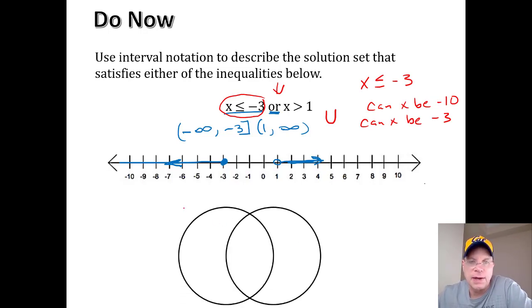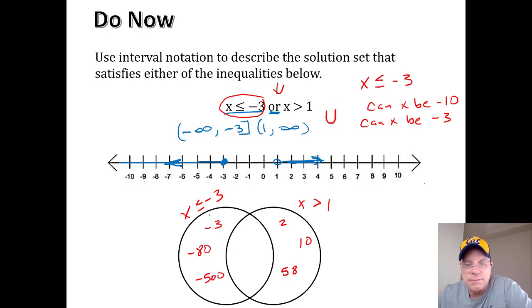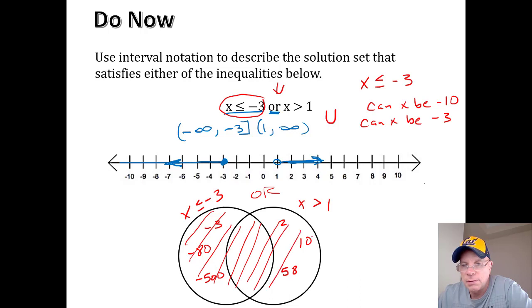If I look at it on a Venn diagram, x is less than or equal to -3, or x is greater than 1. We know there's nothing in the intersection, but numbers greater than 1 like 2 or 10 or 58 will be here. Numbers less than or equal to -3 like -3 or -80 or -500 will be here. But the values of x are this or this, which basically means everything in the union.